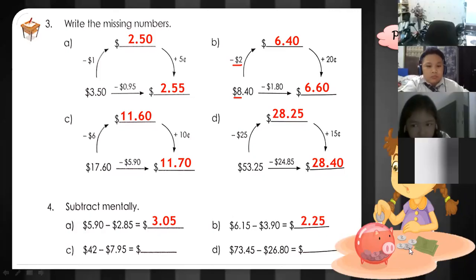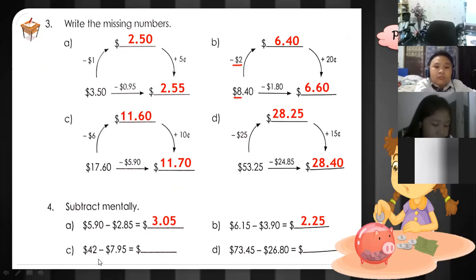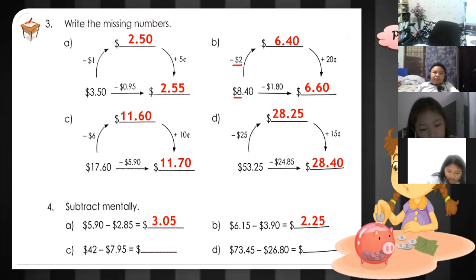Next, 4C, Adis, is Adis here? Yes, Miss. Okay, try. Read the question. $42 minus $7.95 equals, wait, Miss, I want to calculate.